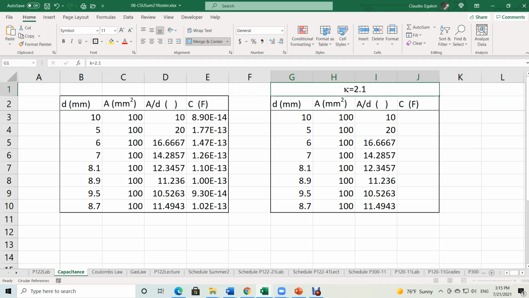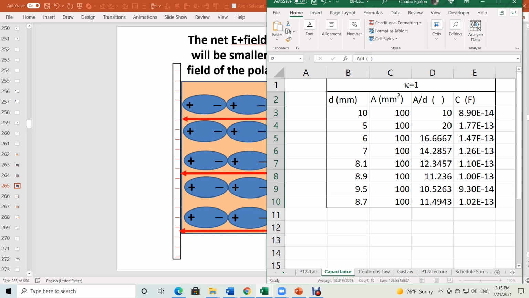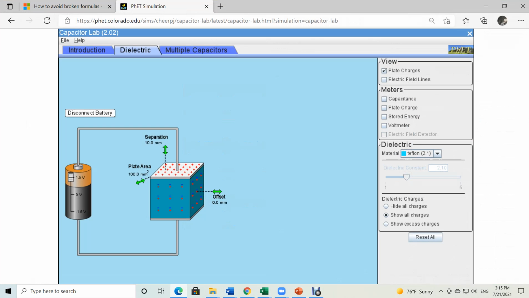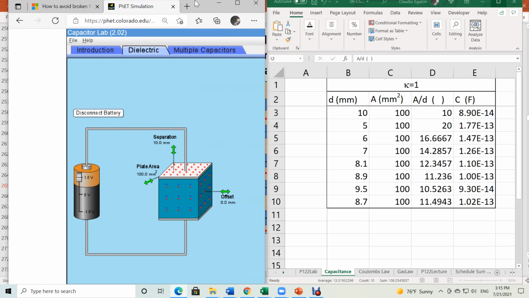And I'm gonna make it nice too. In this case, in the first case, because it's the air, the Kappa was exactly equal to 1. Okay? A little bit more than 1. We're going to repeat the same distances, keep the same area. What matters is the ratio here, A over D. Shrink. Here you go.